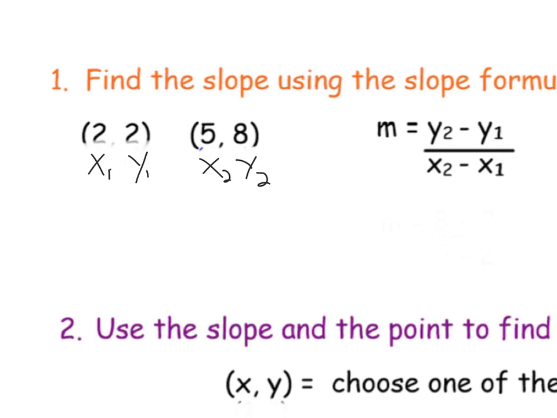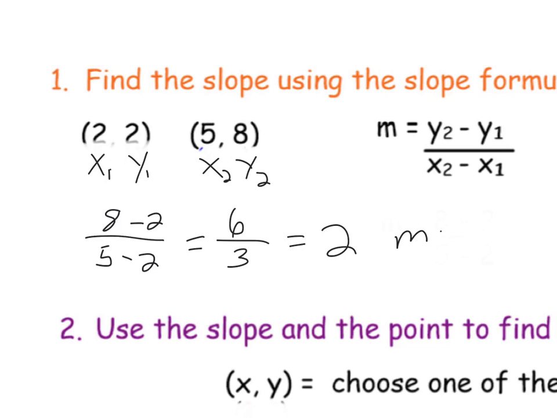After I have my slope formula written down, which is m equals y2 minus y1 over x2 minus x1, I can go ahead and now substitute in the values. So y2 we labeled as 8 minus y1, which we labeled as 2, over x2, which we labeled as 5, minus x1, which we labeled as 2. Now I can go ahead and subtract. So 8 minus 2 is 6, and 5 minus 2 is 3. Now I can divide or simplify where necessary. So 6 divided by 3 nicely gives us a 2. So our slope, or our value of m, is equal to 2.